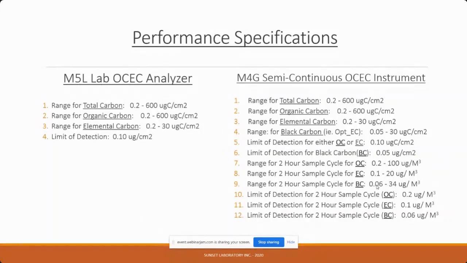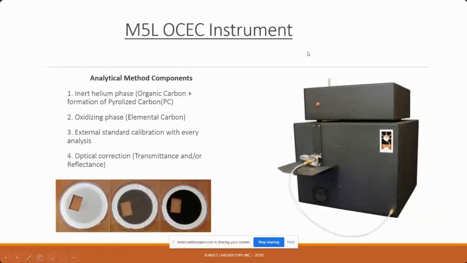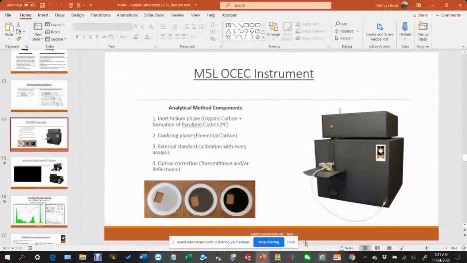We do find that the detection of black carbon based on the optical measurement is actually much lower than that of the thermal method. But like I was saying earlier, you can run into loading issues with that as well.